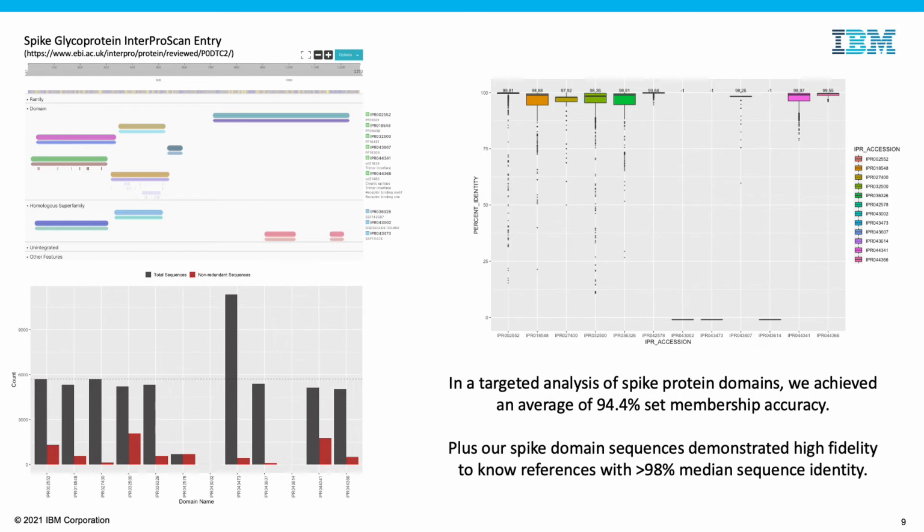So on the lower left-hand side is a plot indicating the set membership accuracy for each of the domains that are shown on the top right, which is a screen grab from UniProt. For the two domains that are very, very lowly present, those are actually false positives, and they're indicated at a very, very low amount.